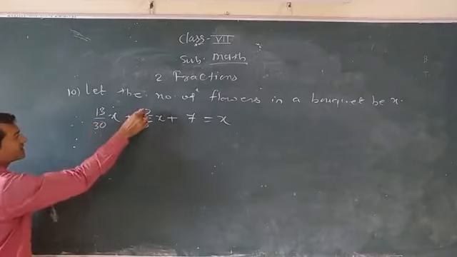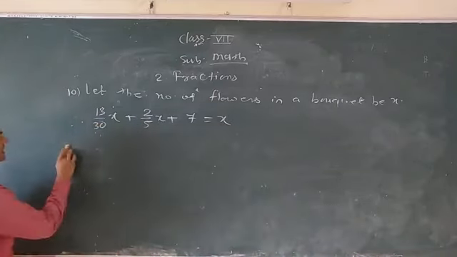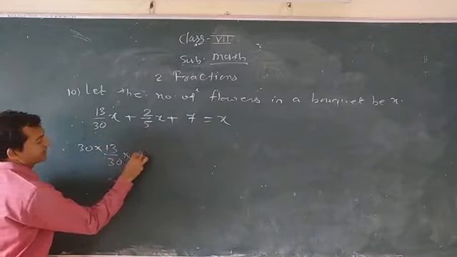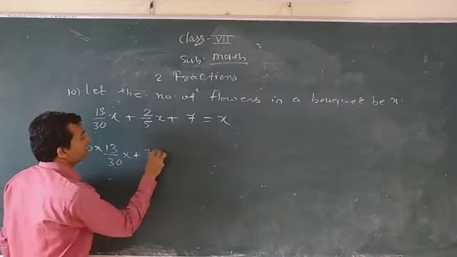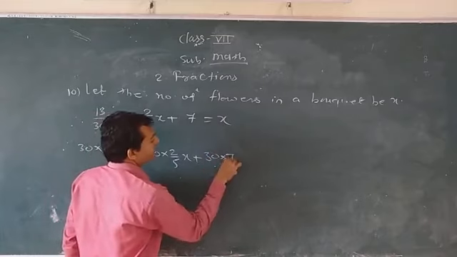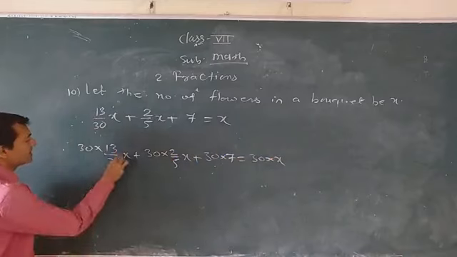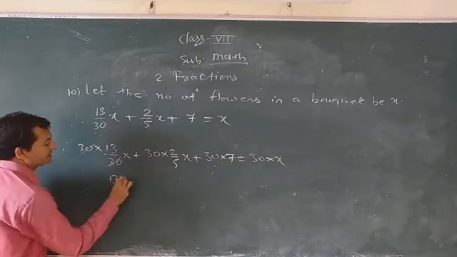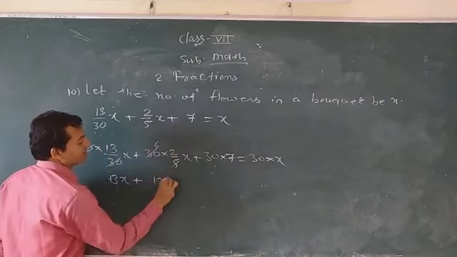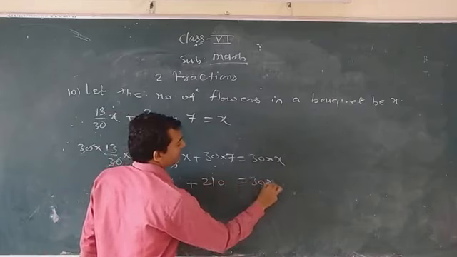So 30 into this plus 30 into this plus 30 into this is equal to 30 into this. So you can write here like this: 30 into 13/30 x, okay, understood, plus 30 into 2/5 x plus 30 into 7 is equal to 30 into x. Understood? Now here 30 gets cancelled, only 13x remains, plus 5 sixes are 30, 6 twos are 12x, plus 7 sixes are 42, that is 210, and here 30x.